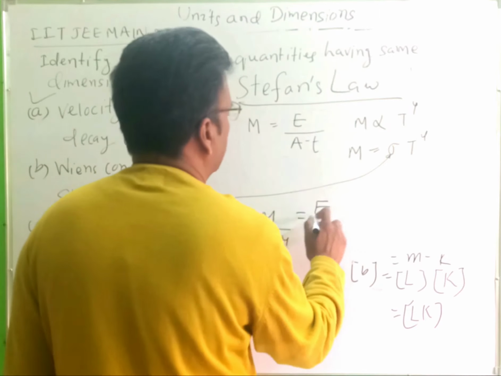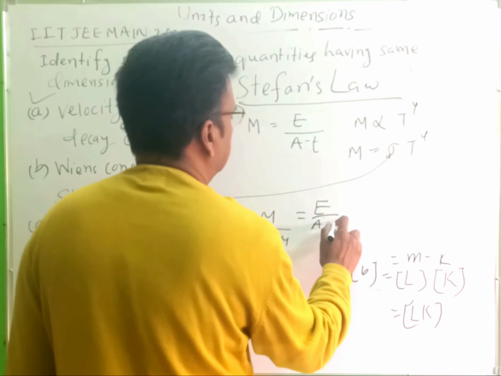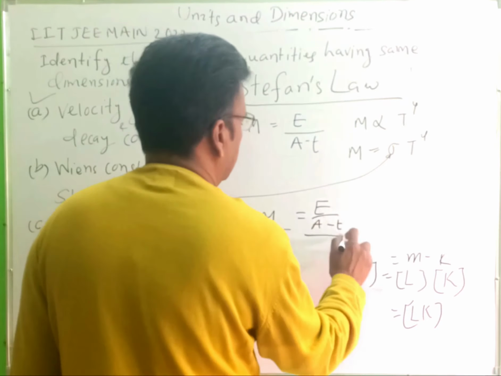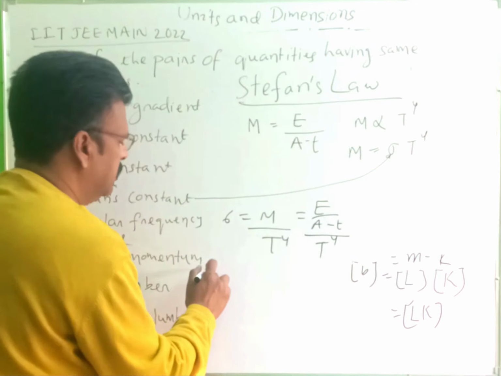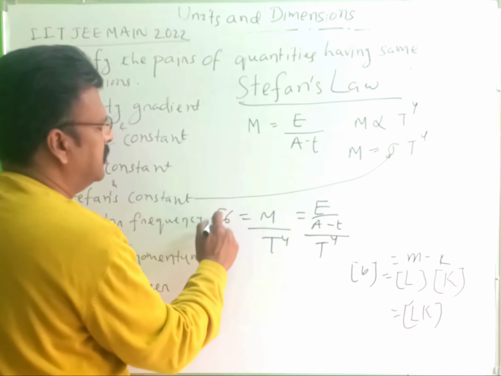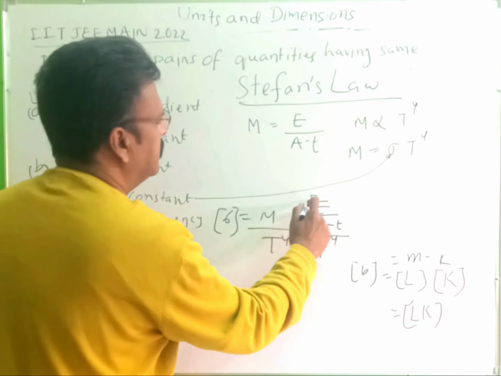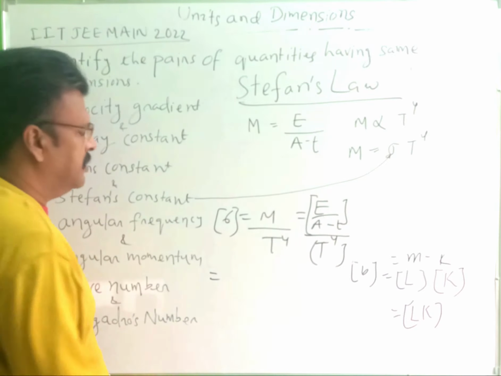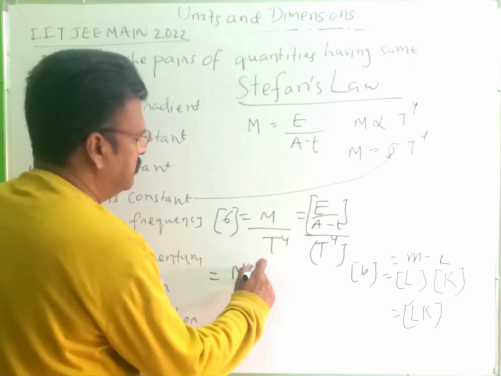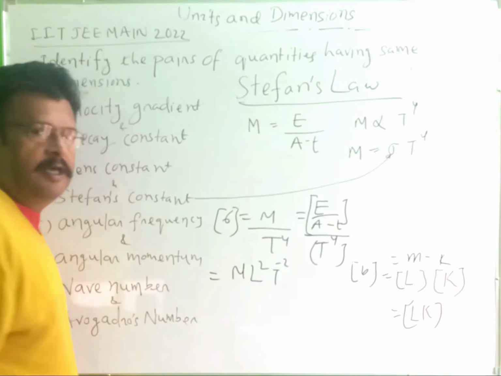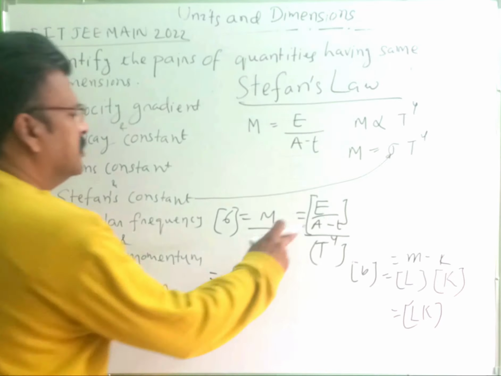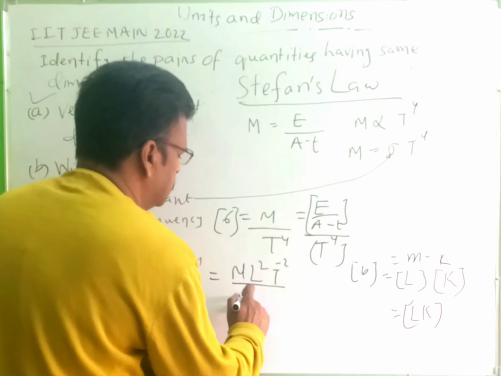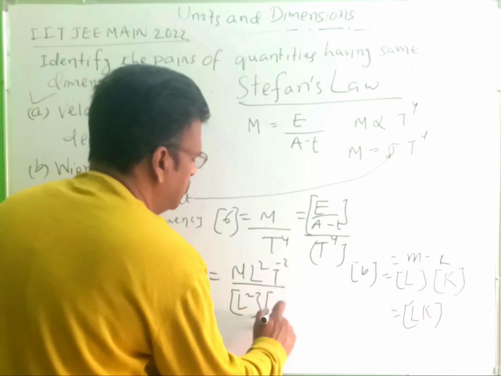σ is E by A T by T⁴. Okay student, what is the dimensional formula? Then the dimensional formula of sigma will be the dimensions of E by A T by T⁴. Then what is the dimension of energy, student? You know every form of energy has dimensions ML²T⁻². This is area, so the dimensions are L², and that of time is T.